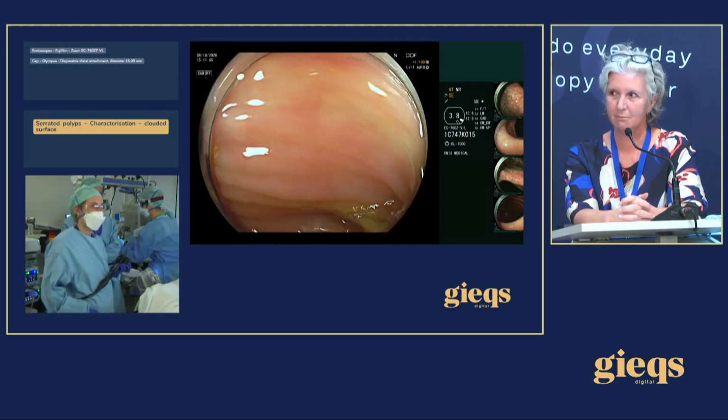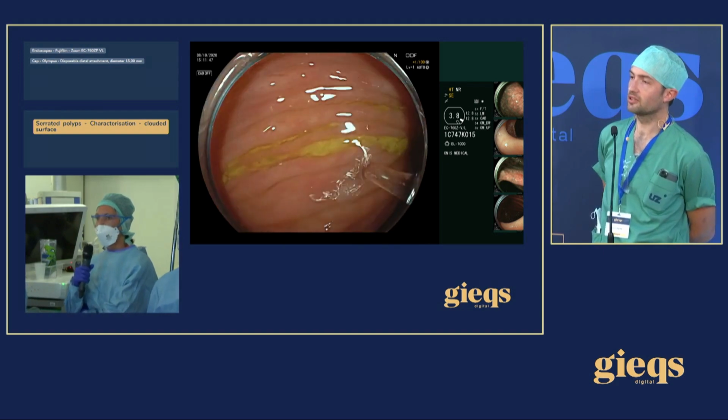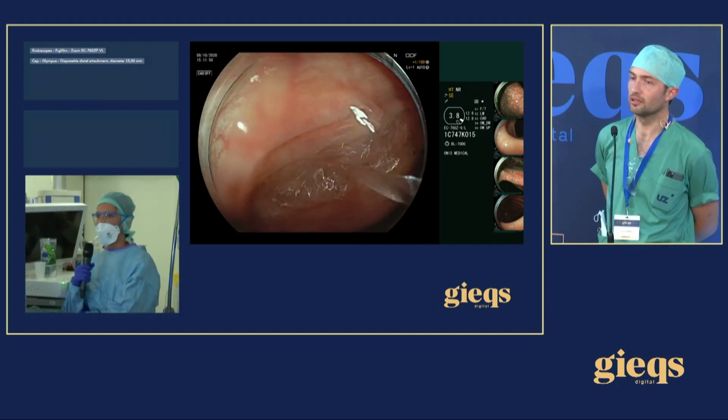Maybe, Triana, it's also very important to point out how much discussion we've had about whether there is a polyp or not in a lot of IBD cases. Yeah.